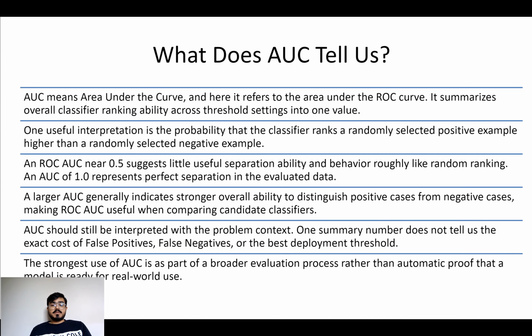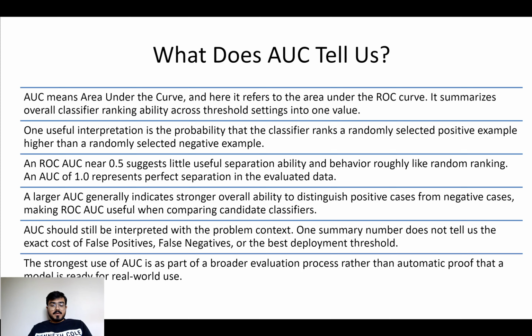So the next concept is AUC, which stands for area under the curve. As the name suggests, AUC measures the total area underneath the ROC curve. Instead of looking at every point on the graph separately, AUC summarizes the model's overall performance into a single value. A simple way to think about AUC is that it tells us how well the model can separate positive cases from negative cases. A model with a higher AUC is generally better at distinguishing between the two classes.